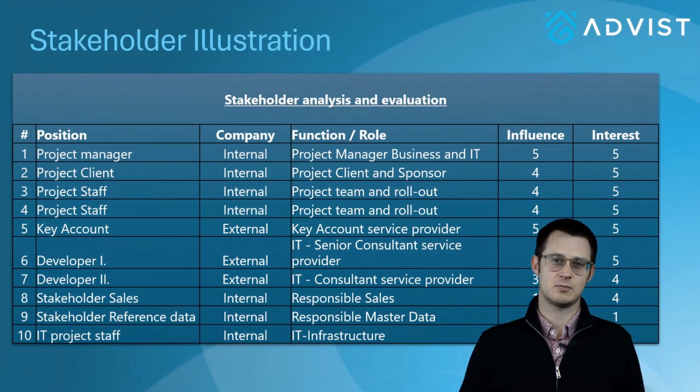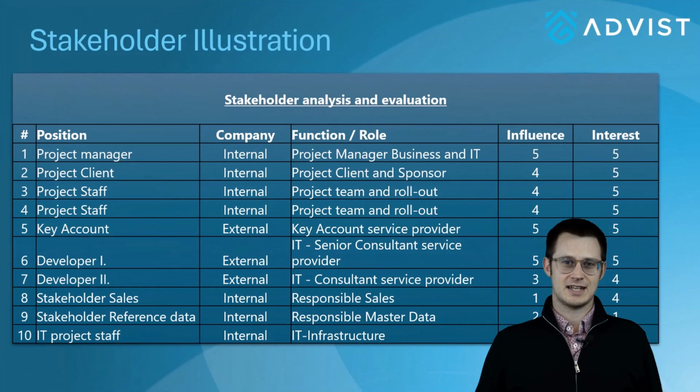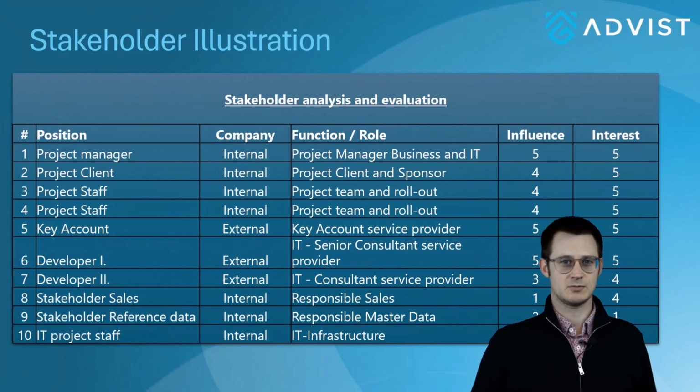To do this, we recorded all stakeholders using an example in a table and then evaluated them with the two parameters influence and interest. An important step in stakeholder analysis is the prioritization of the identified stakeholders. This evaluates how strong their influence is on the project and how interested they are in its success or failure. Stakeholders with high influence and strong interest are closely involved in project management, while for stakeholders with less influence, regular exchange of information is often sufficient.